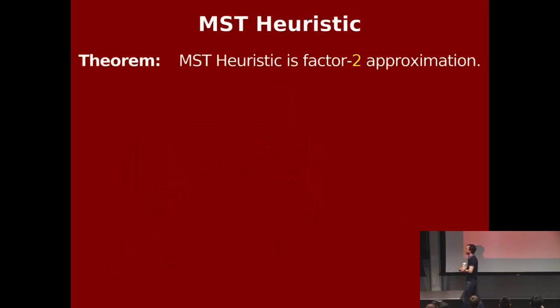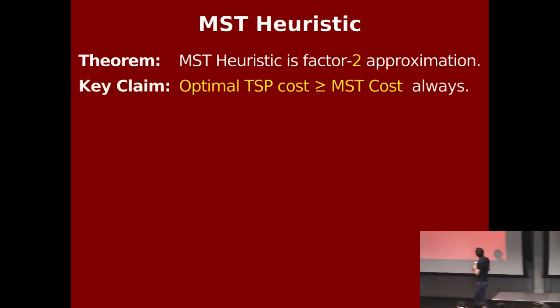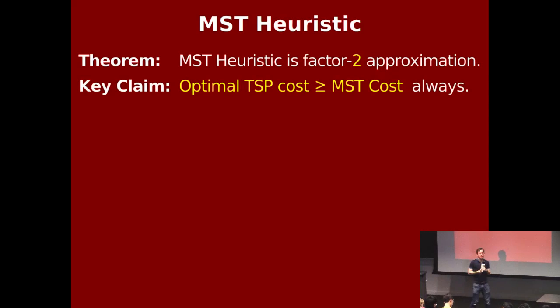Here's a theorem. This MST heuristic is a factor 2 approximation. The key claim is just that the optimal TSP cost, whatever it is, is at least the cheapest minimum spanning tree cost. Can somebody say why that is?